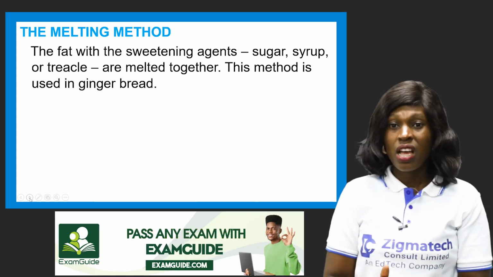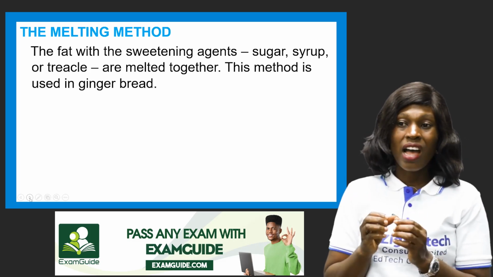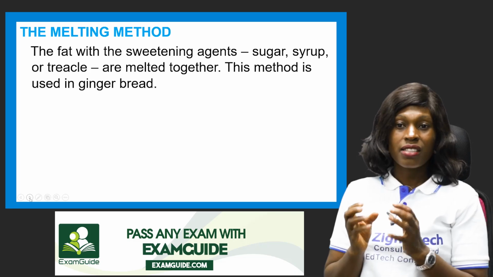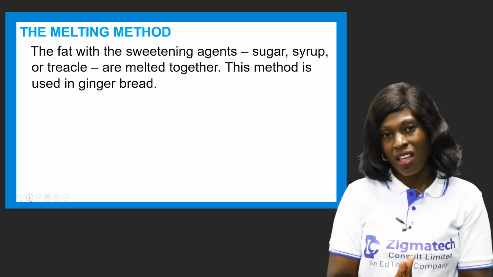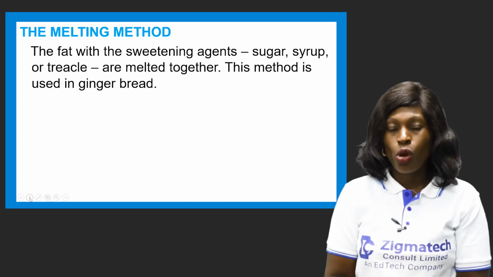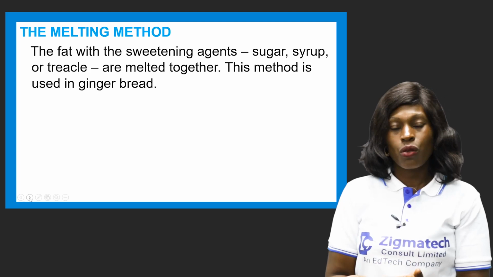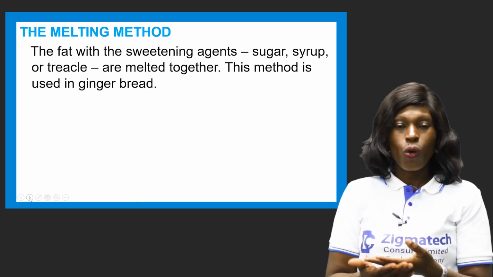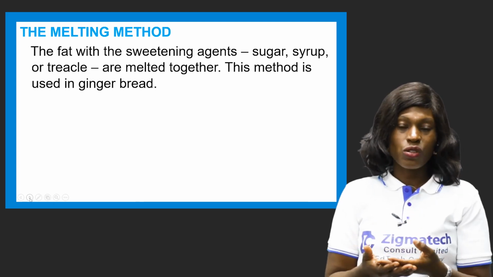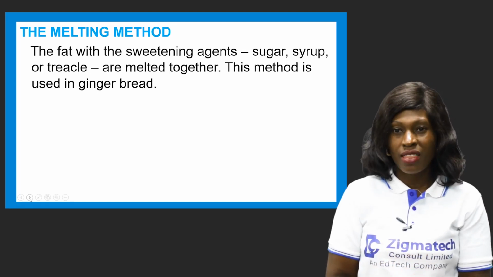A lot of people use it where the fats and the sweetening agents, either your sugar, your syrup, or your treacle, are melted together. Now, it's not direct heat. You can do a double boiler melting. You either put it in water in another pan, or you use a double boiler, not directly on the heat. So you're going to melt them together.